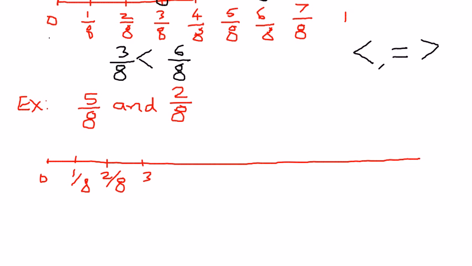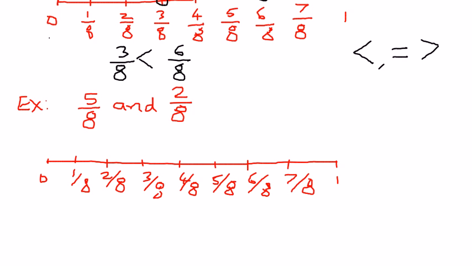This is 3/8. This is 4/8. This is 5/8. This is 6/8. This is 7/8. And this is 8/8, or 1. So I can take this one out here. And now we want to identify where 5/8 is on this number line. 5/8 is right there, and 2/8 is right there.